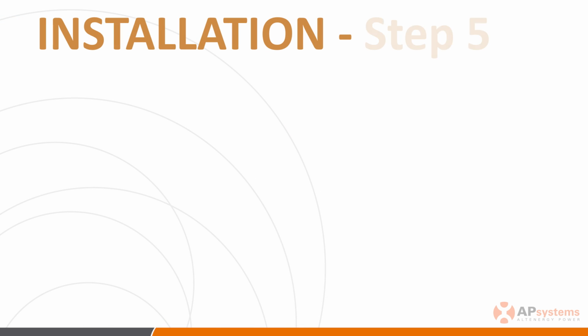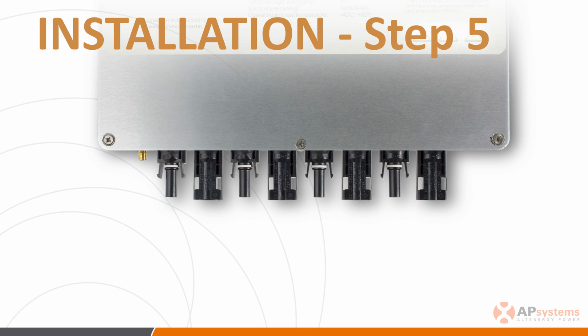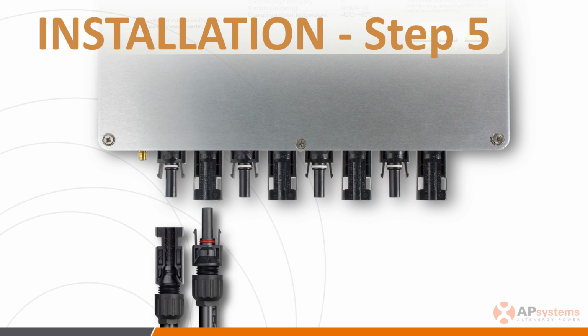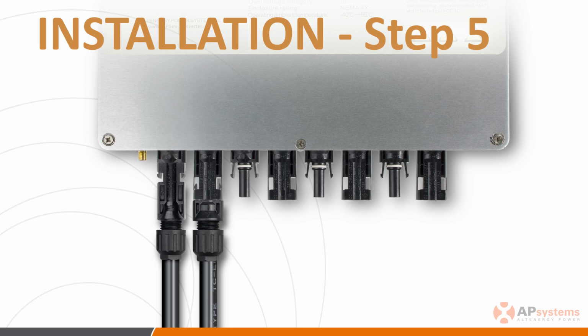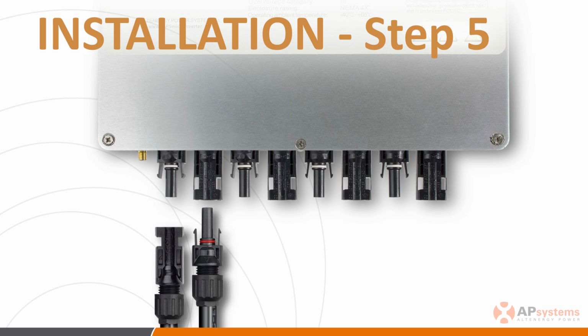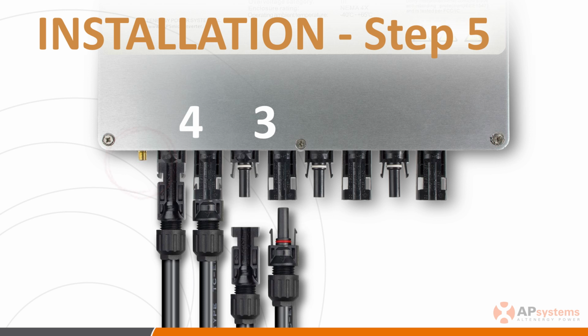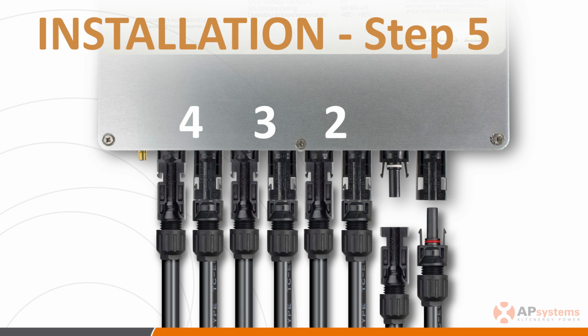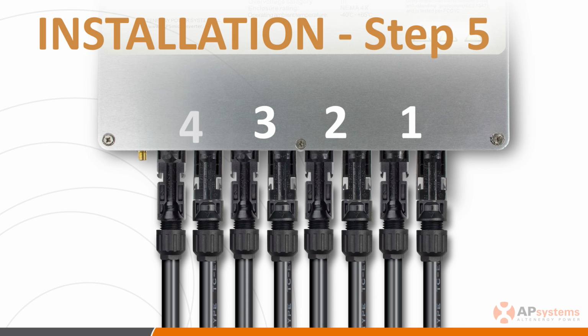Step 5. Connect the DC cables on the module to the MC4 compatible DC receptacles on the inverter, being careful to make sure that the connectors are fully seated. The most efficient way to make the DC connections is to start the process with the receptacles nearest the antenna mounting threads, channel 4, and work your way to the opposite edge of the inverter.